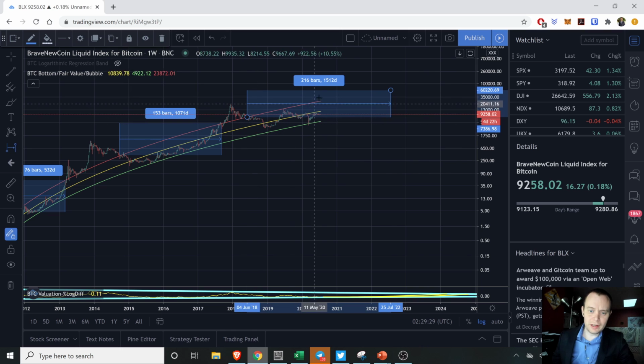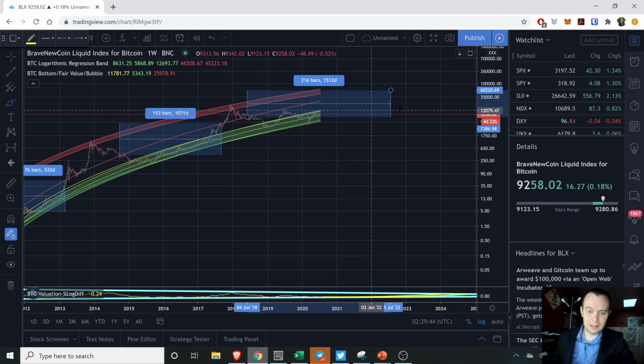So maybe we break above the red line at a valuation between $50,000 to $70,000 per Bitcoin, sometime in maybe summer of 2022. And you can imagine if we overlay the regression band, because we have an idea that we're going to get to the fair value of Bitcoin at 20K in maybe about 15 months or so. So 20K is around this region, okay?